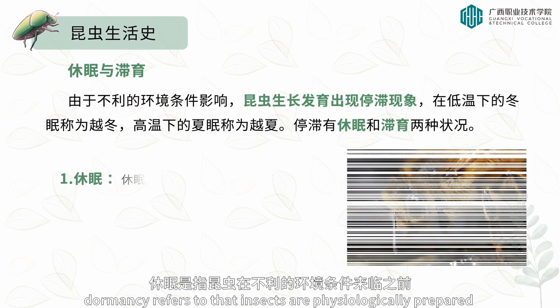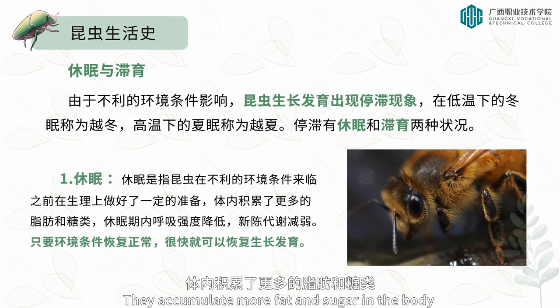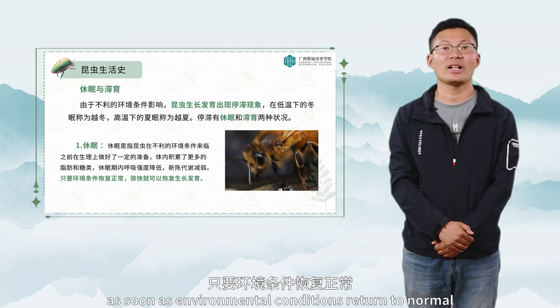Dormancy refers to that insects are physiologically prepared before adverse environmental conditions come. They accumulate more fat and sugar in the body, decrease respiratory intensity during dormancy, and decrease metabolism. As soon as environmental conditions return to normal, they will resume growth and development.